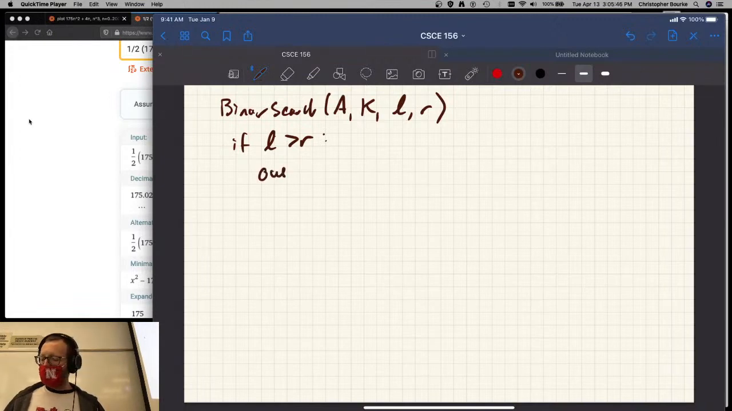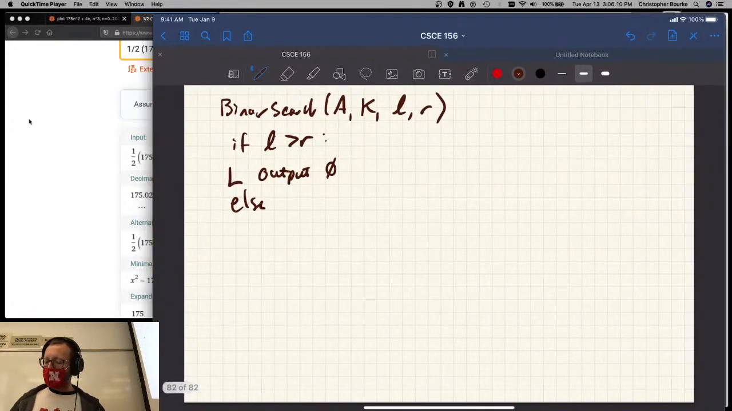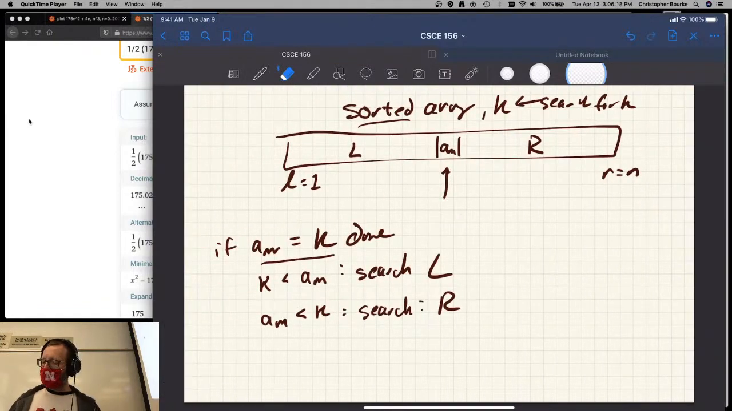And I output, what did we do with linear search when it was failed? We output the special value, right? Nothing, no null, return -1 as an index, throw an exception, no such element found, et cetera, et cetera. Otherwise, we need to do this trick over here. We'll check to see if it's equal to the thing that we're looking for. If a sub m is, or actually we need to compute m first, right? So how do I get m given L and R?